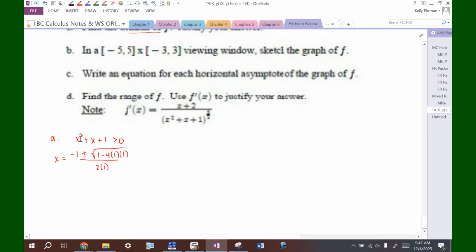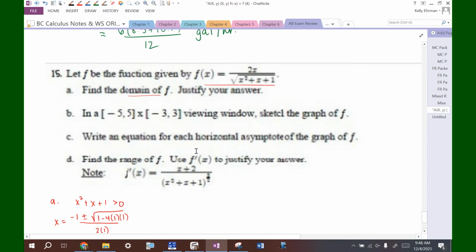And if I start plugging some numbers in for x, like say I plug in x equals 0, I get 1. If I plug in x equals negative 2, I get 4 minus 2 plus 1. That's positive. So x squared plus x plus 1 is greater than 0 for all real numbers. So that means that the domain of f is all real numbers, or negative infinity to infinity. I don't think it matters how you say that. There are no restrictions on this graph.